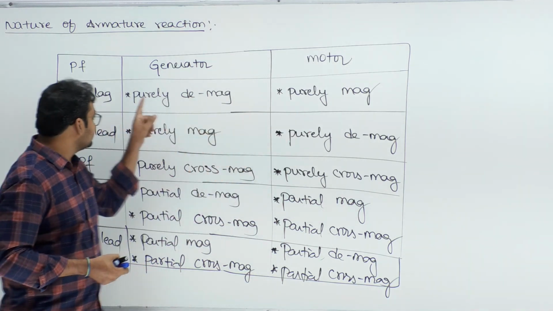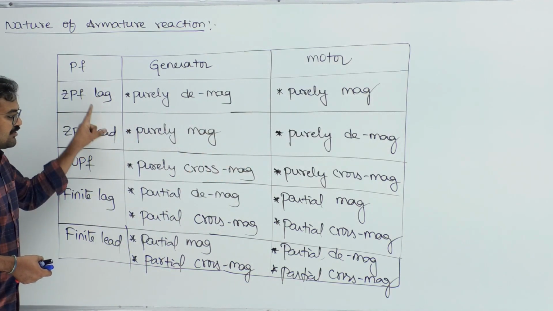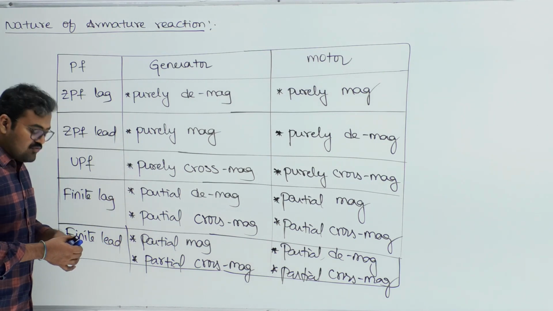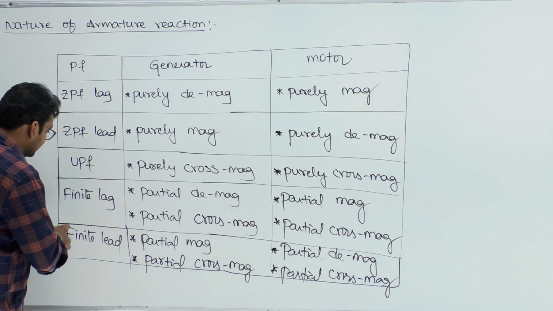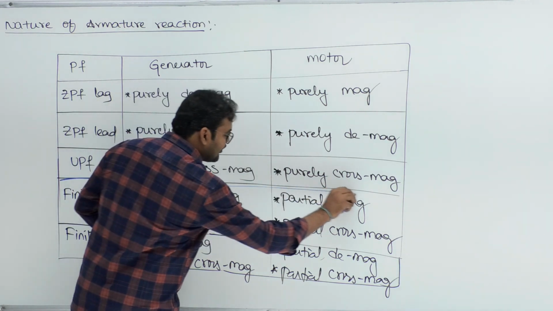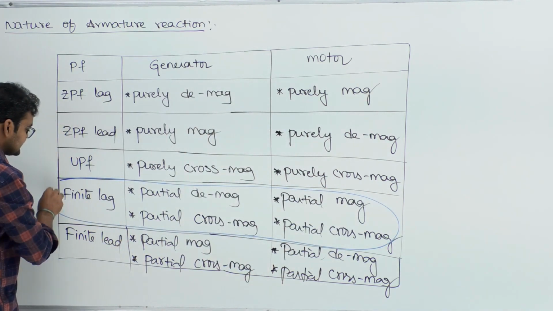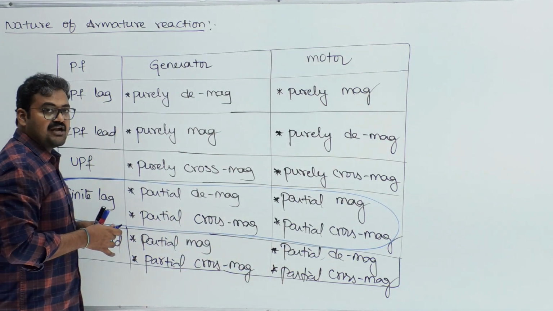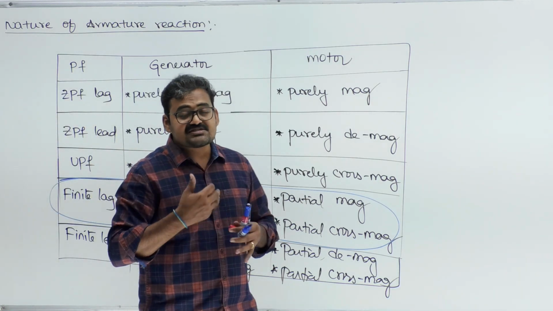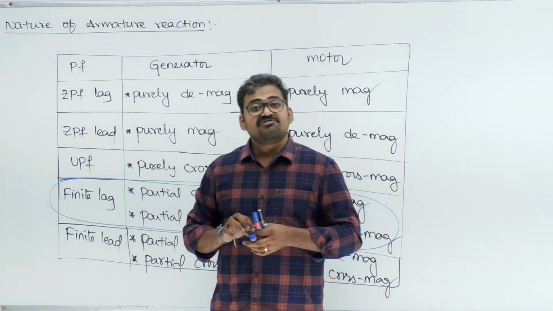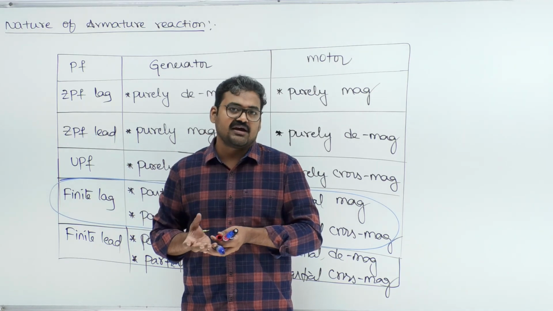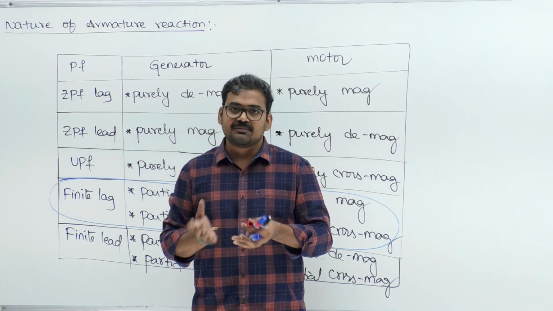We have taken 5 cases overall, you see. Now, what I will do is that I will take any one of the cases here. Let me take a finite lagging power factor case. I will take this case, and I will try to understand the nature of armature reaction physically, from the physical machine diagram, how to understand armature reaction.